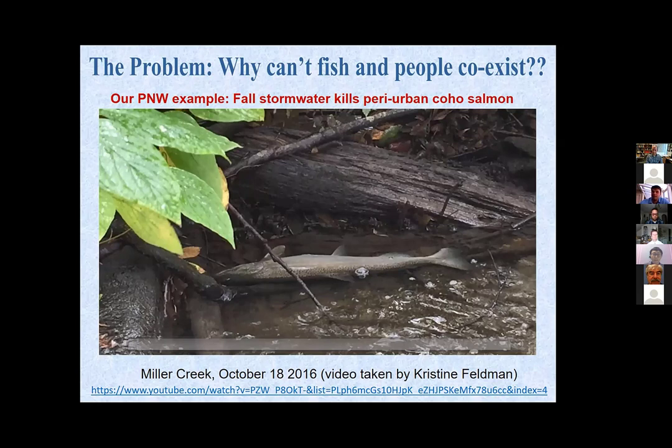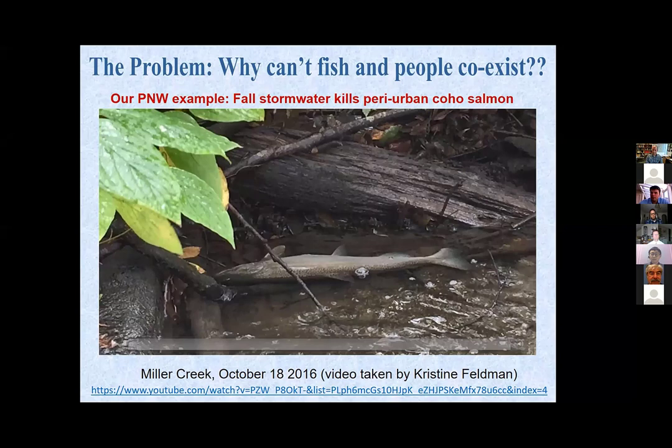So something that's in that stormwater is killing peri-urban coho salmon. And that is definitely telling us that there's an issue there. I'd also like to say this is actually a cell phone video taken from one of our citizen science collaborators. It's on Miller Creek, which is right near SeaTac Airport. If you've ever flown into Seattle, you landed at SeaTac Airport, which is actually the headwaters of this watershed.